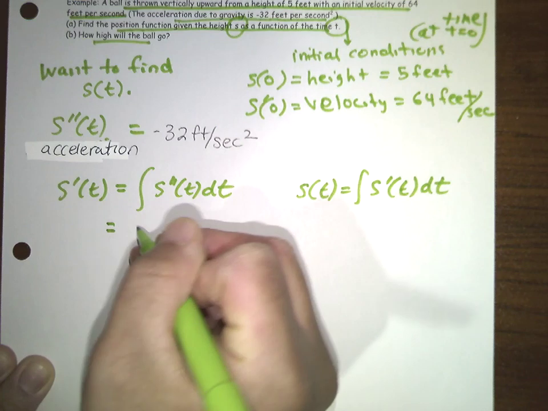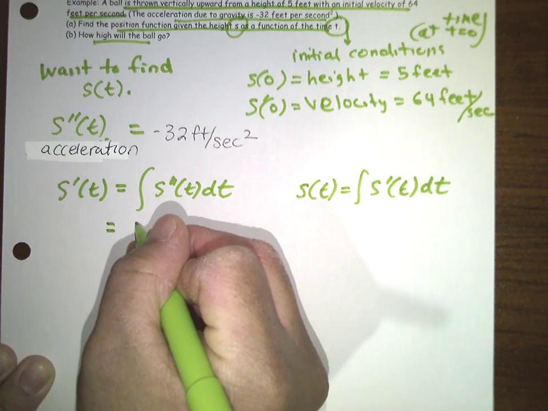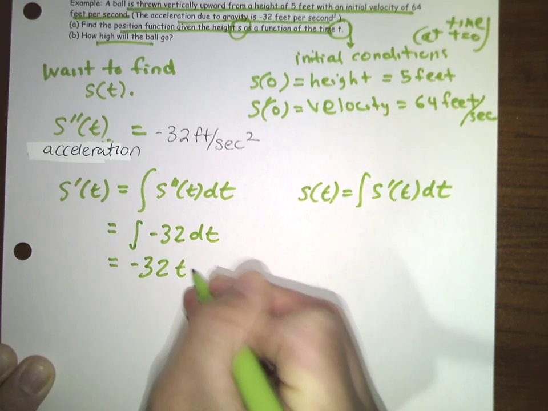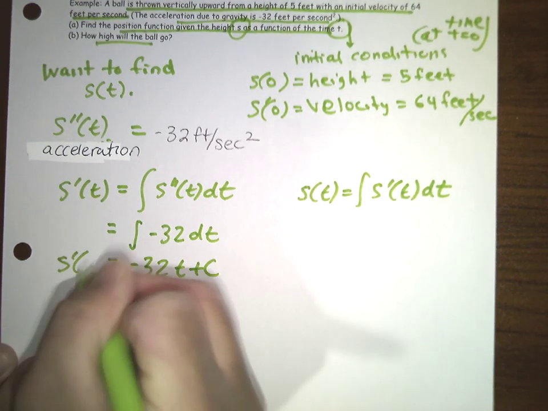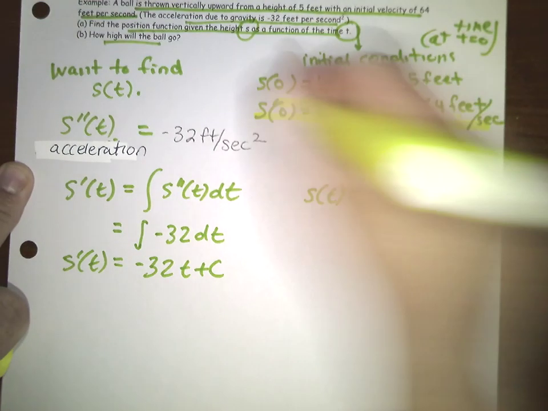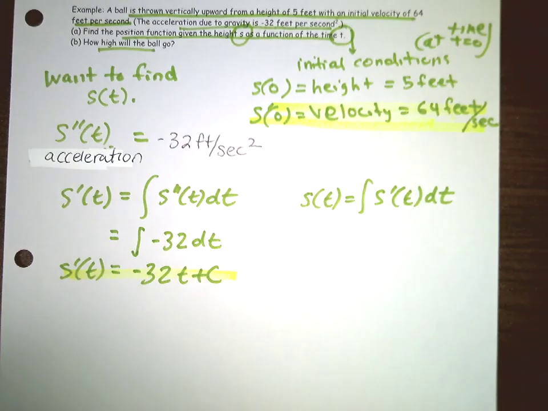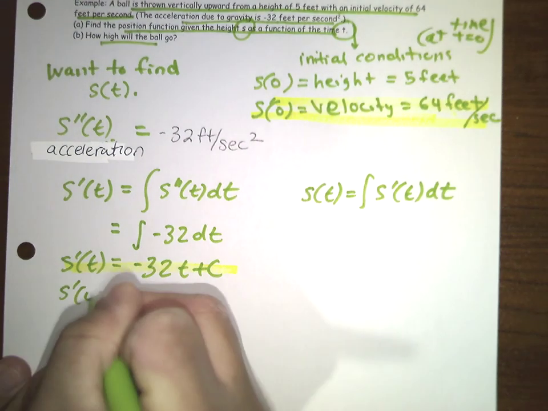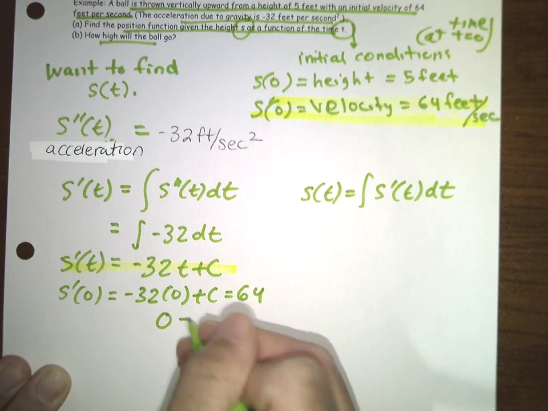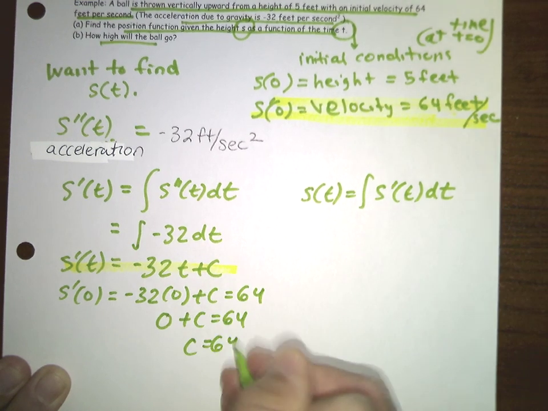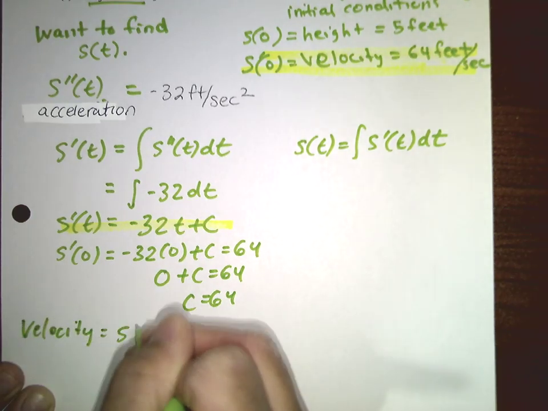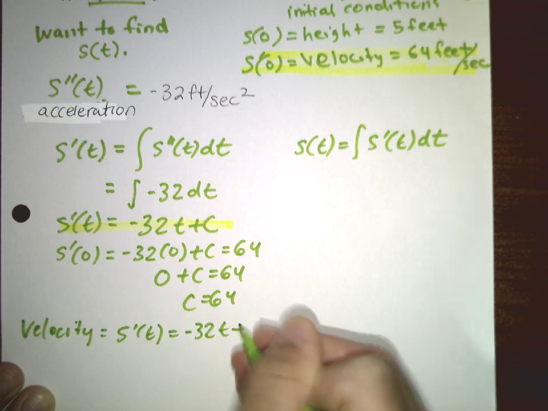So s prime of t is the integral of negative 32 dt. So that will be negative 32t plus c. Now, if that's s prime of t, we can use the initial condition s prime of 0 is equal to 64 to figure out what the c is. So s prime of 0 is negative 32 times 0 plus c is 64. So c is 64. That means that the velocity is equal to s prime of t, so that's negative 32t plus 64.